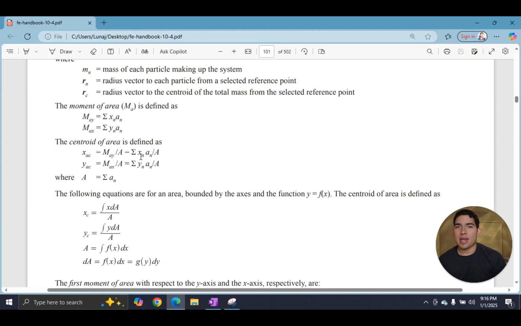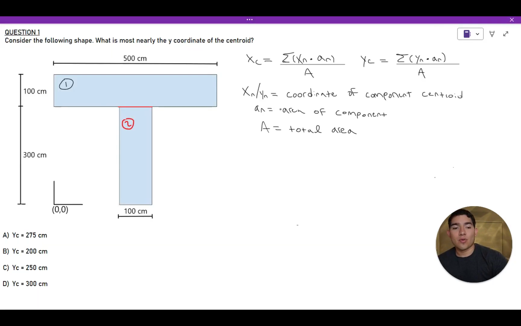If we go over to the FE reference manual, we can find the formulas for centroid of area right here on page 95. This is the section that we're interested in. Let me write that down in our notes, and then I'll explain how to use these formulas. So here are the formulas that we just saw in the FE reference manual, along with a couple of explanations for what each of the terms means.